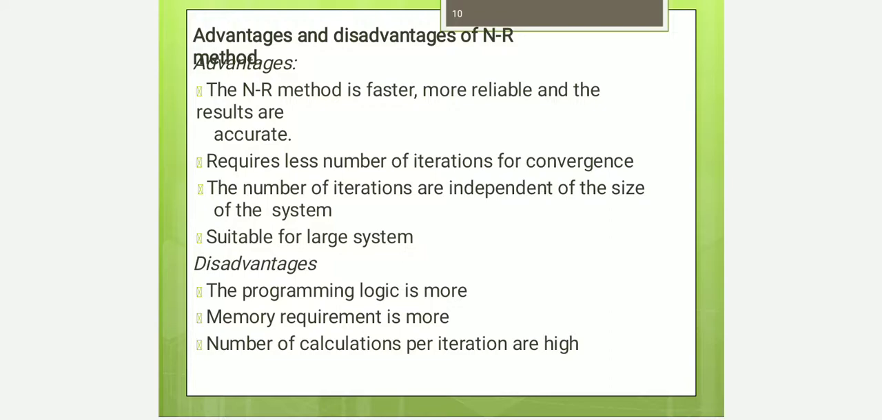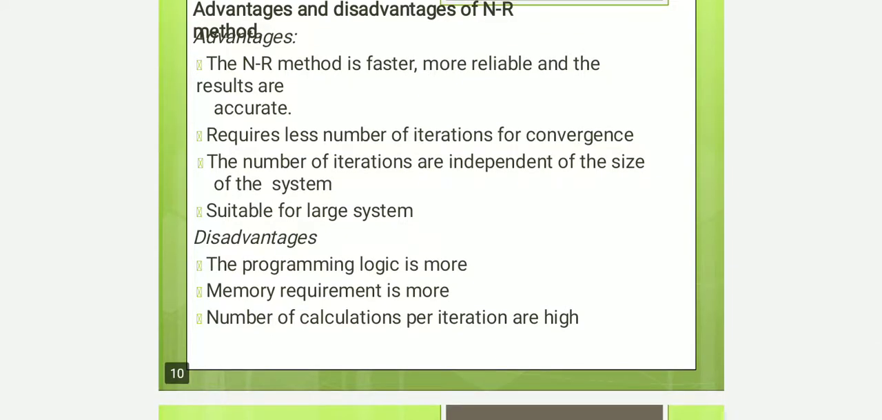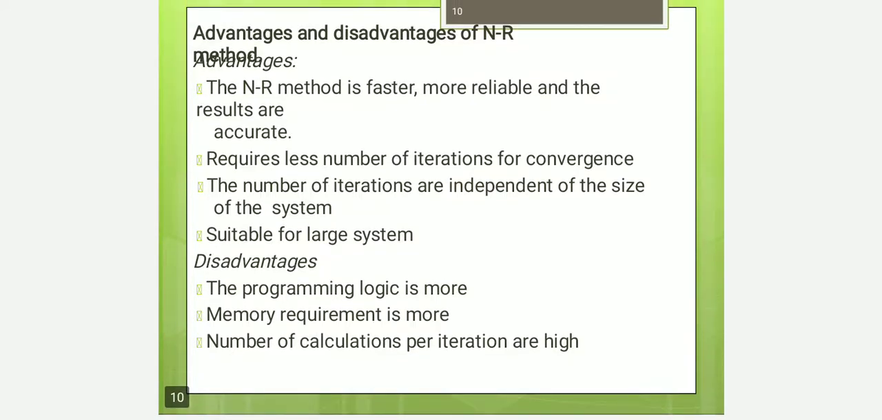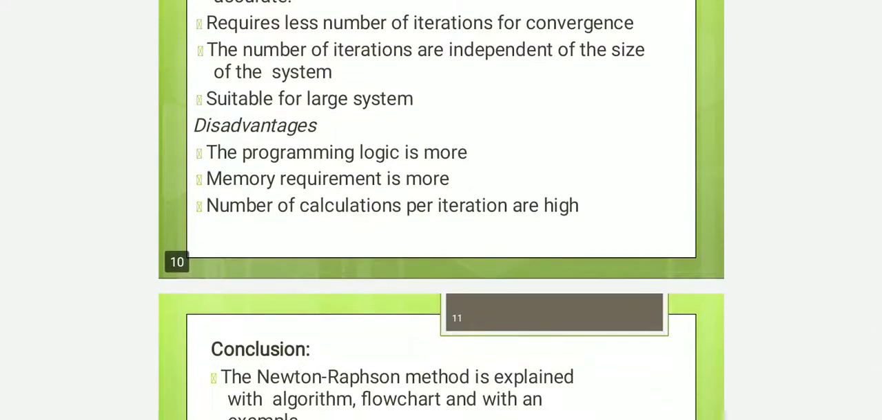So the system may consist of 2 buses or 3 buses. The number of iterations does not depend upon the size of the system as in other methods, and it is mainly suitable for large systems. That is, it can be used either for small systems or large systems, but it is mainly suitable for large systems. Coming to the disadvantages, the programming logic is more, the memory requirement is more, and the number of calculations per iteration is also very high in this Newton-Raphson method. So these are all the advantages and disadvantages of the Newton-Raphson method when compared with the other iteration methods.